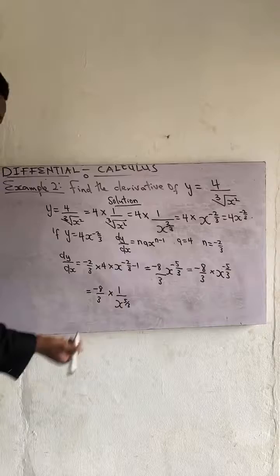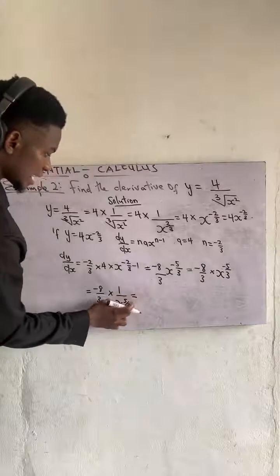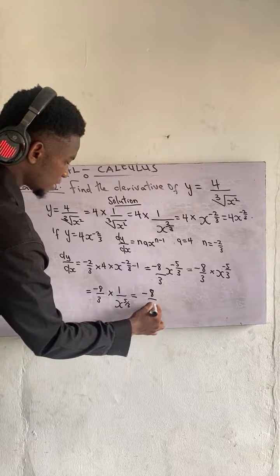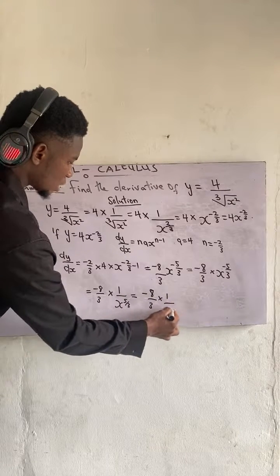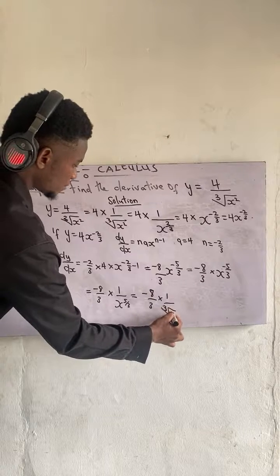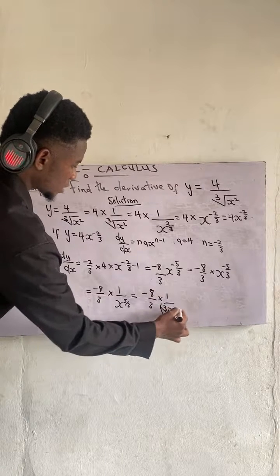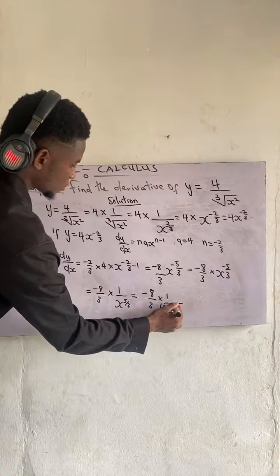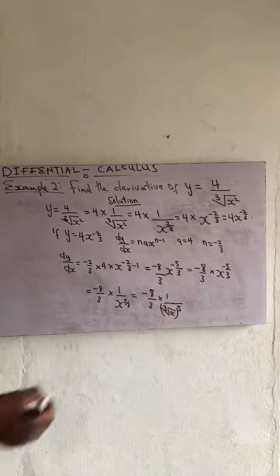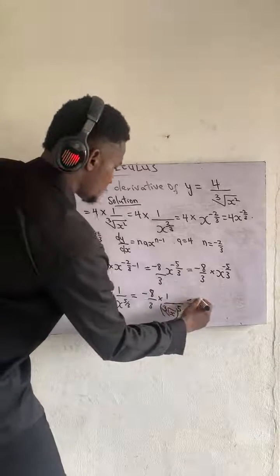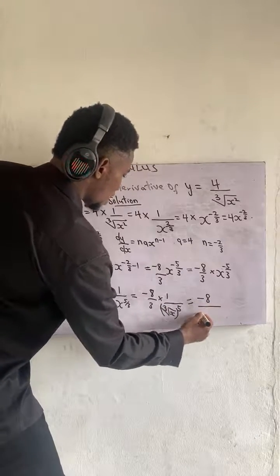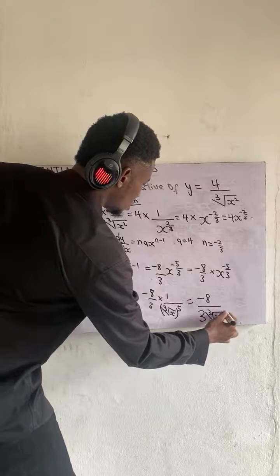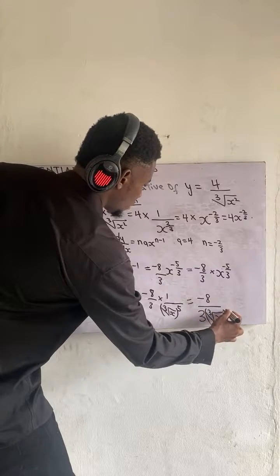Don't forget this x, this is a power. So remember that you can also re-express this as minus 8 over 3 times 1 over the cube root of x, all raised to power 5. Okay, now the final answer can then be minus 8 over 3 times the cube root of x, all raised to power 5.